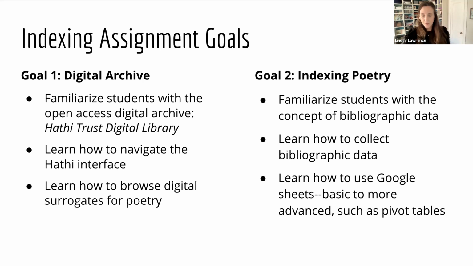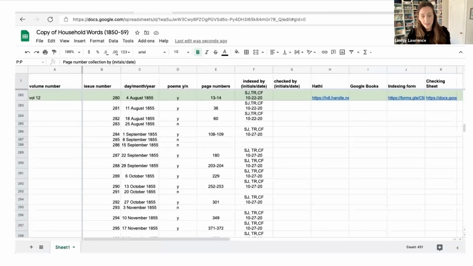So all of the instructions and links students needed to do the indexing work, including this Google Sheet with guiding information on Household Words and the indexing form, were set up on the Blackboard site for the class, shared with the students in Google Drive.